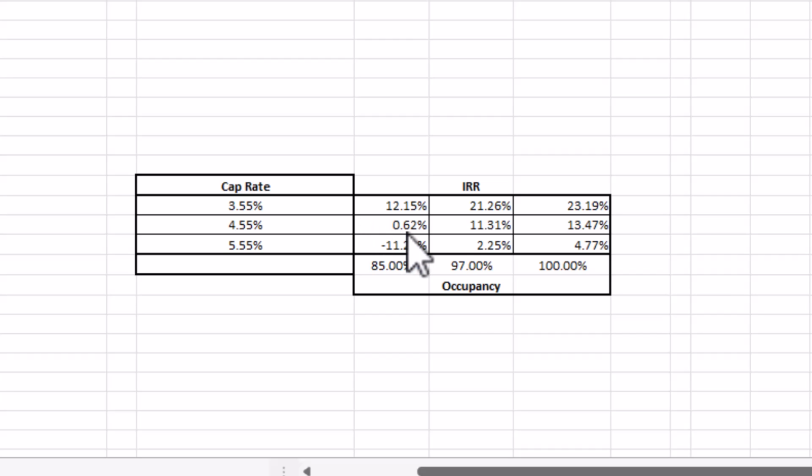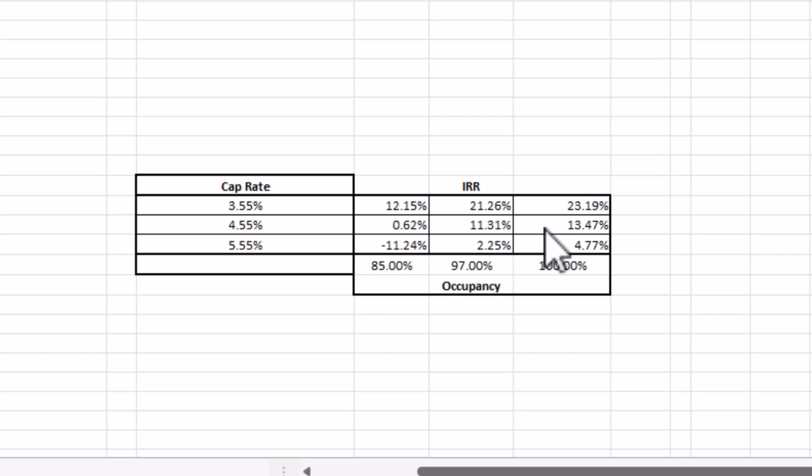The internal rate of return, if you had just 85% occupancy, which is not bad, that's good, but at 85% maintaining the same cap rate, the return would be 0.62%. And then we talked about the most likely. In the best case scenario, if you had 100% occupancy, the internal rate of return would be 13.47%. Well, that doesn't sound too high to me for a best case scenario. The best case with the most likely cap rate.